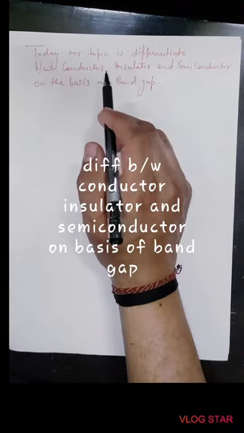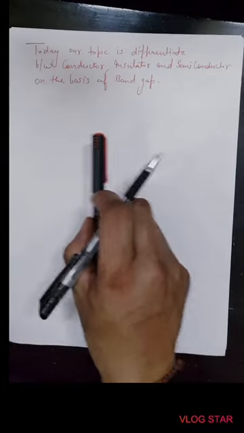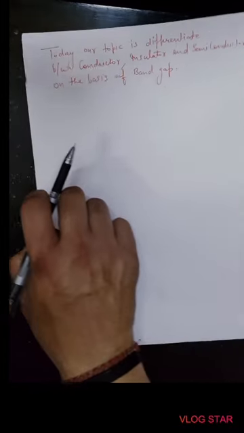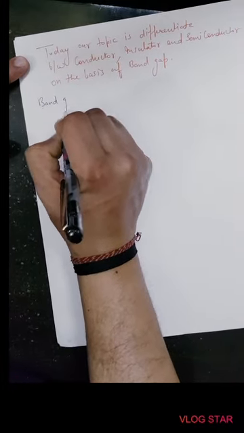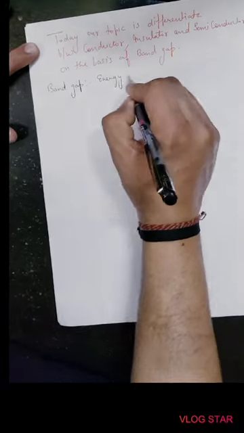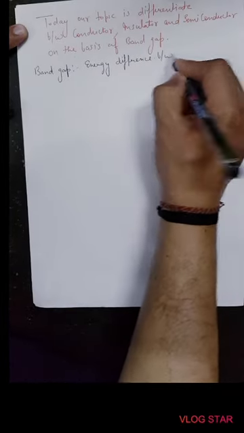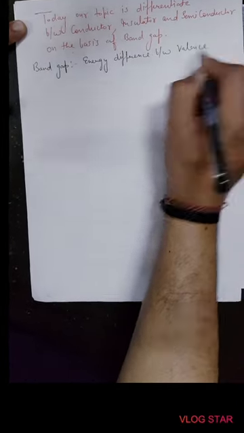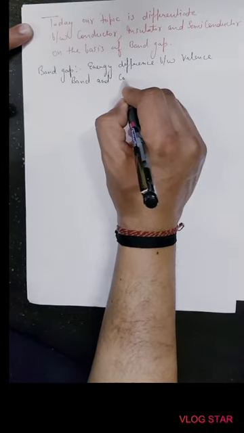Today our topic is to differentiate between conductor, insulator and semiconductor on the basis of band gap. First of all, band gap. The energy difference between valence band and conduction band.